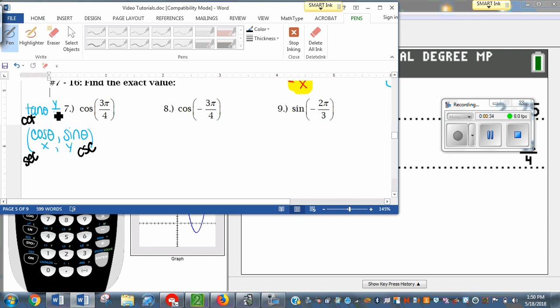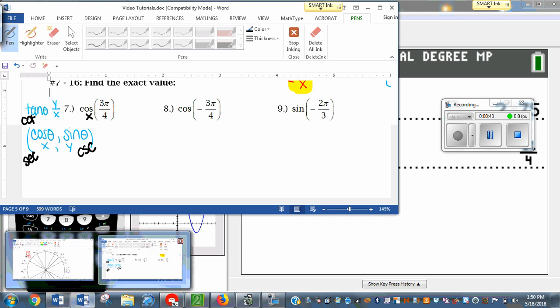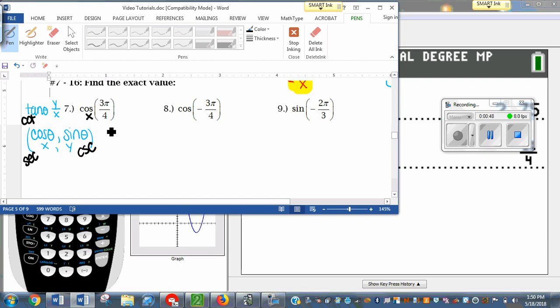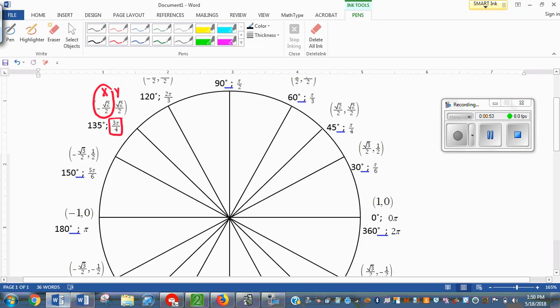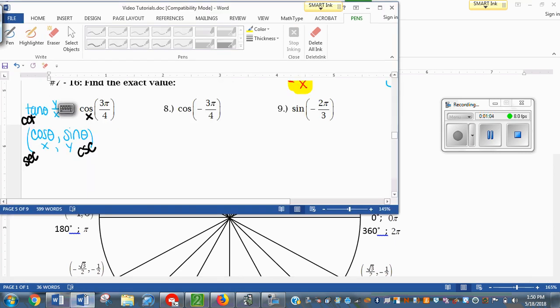Okay, so here they want the exact value. So if they are talking about cosine, remember we said cosine is x. This is where our unit circle comes into play, and we're going to actually give you the unit circle on the test, so don't worry about copying it down to your note card. So cosine at 3 pi over 4, let's go to our unit circle. If 3 pi over 4 is right here, we just want the x value for cosine, so we're using negative root 2 over 2. And that'll be my answer.